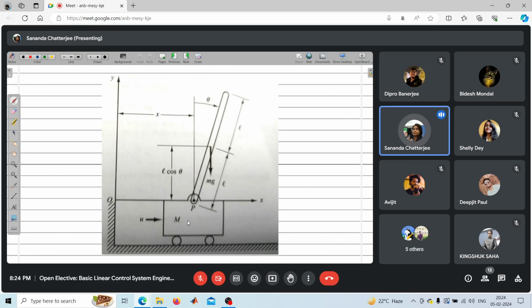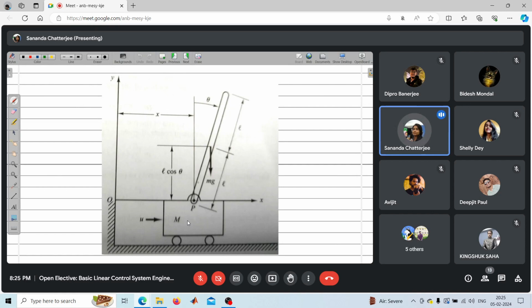So this is a trolley or cart which is wheeled, and on that there is a pendulum that is hinged at the point P. Okay, so for the mass of the pendulum, this is the CG of the pendulum, and let us assume the mass of this pendulum is small m, and from the CG of this pendulum, the weight mg is shown to be working downward.